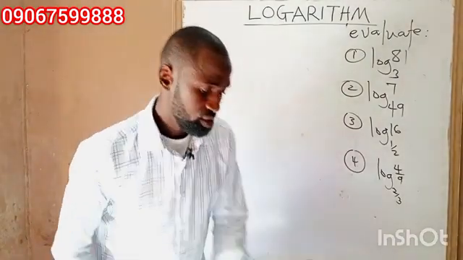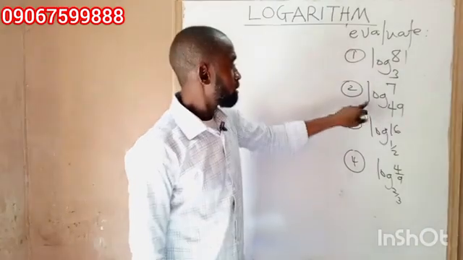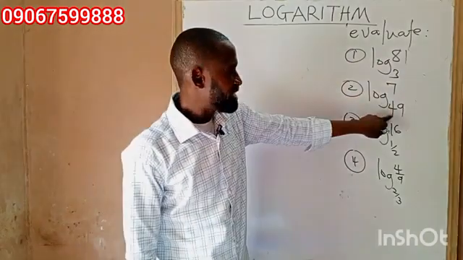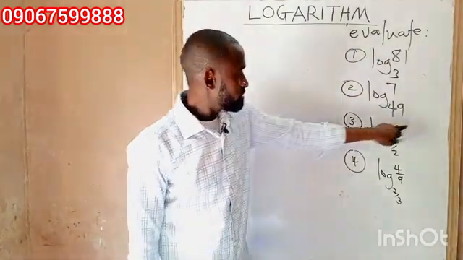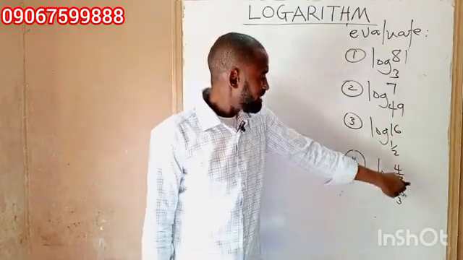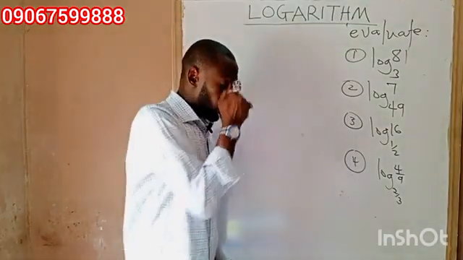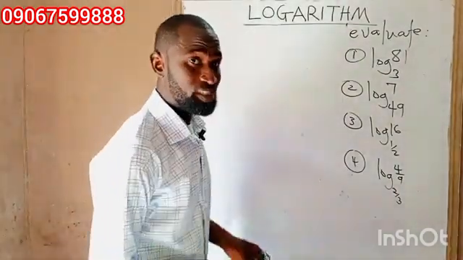It's very important. You must know how to pronounce. Look at this. Log 81 base 3. Log 7 base 49. Log 16 base 1/2 or base half. Log 4/9 base 2/3. So let's go. Let's solve all these questions using the basic definition.